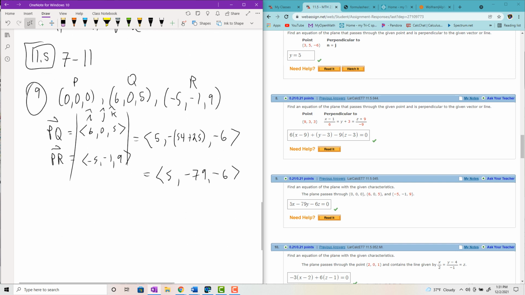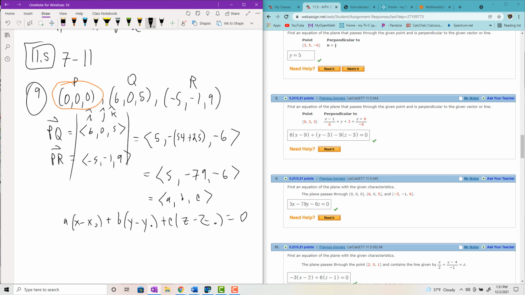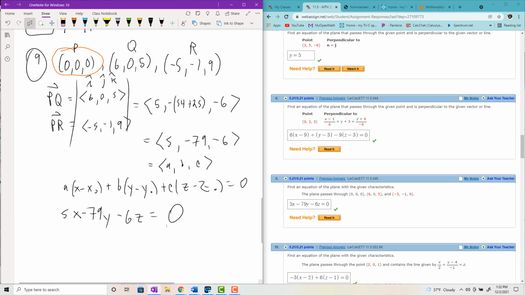You could usually resize that vector, but because it has that idiotic 79 in there, there's not much I could do, so I'm just going to have to use it. I'm going to use that along with this first point. So if you remember the formula, if this vector is given as a, b, c, the formula will be a times (x minus x sub 0) plus b times (y minus y sub 0) plus c times (z minus z sub 0) equals 0. So in our case, pretty easy because we have 0, 0, 0 as our point. So it'd just be 5x minus 79y minus 6z equals 0.